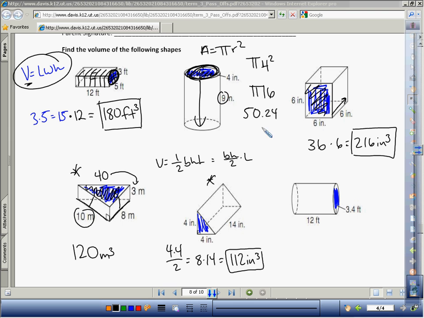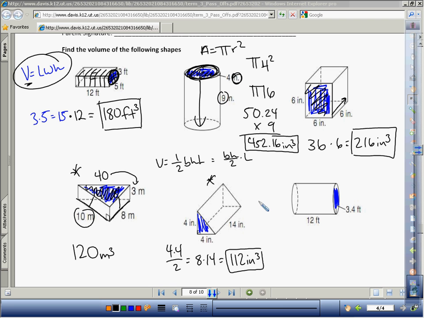Then I just need to multiply it by everything else in there. So that happens to be 9. And that will give me my answer. So that's 452.16 inches, right? Inches cubed.